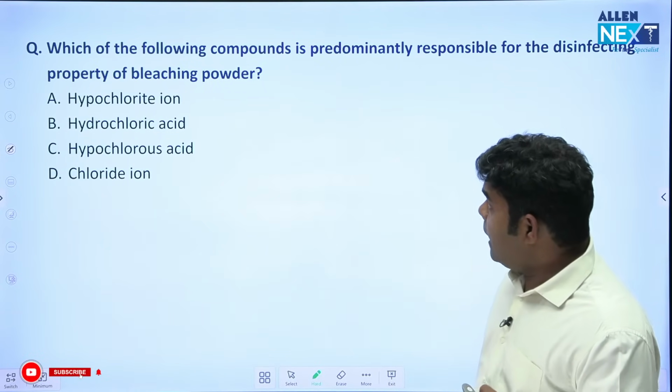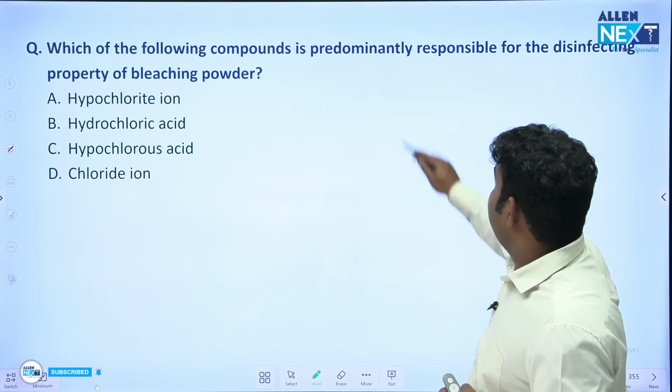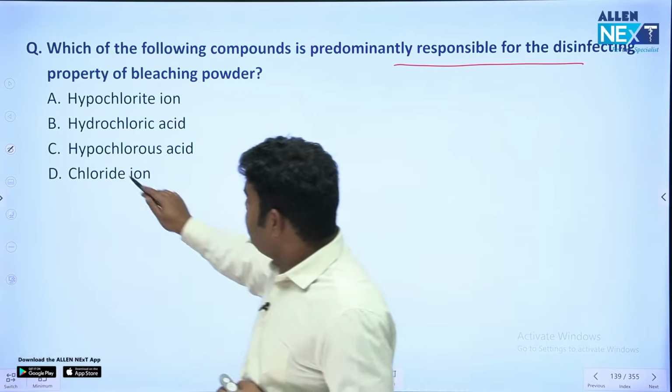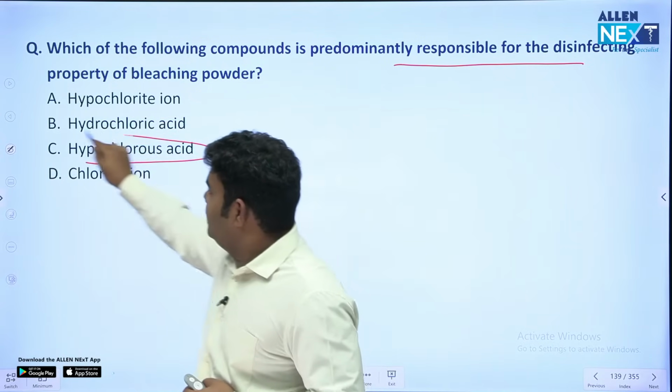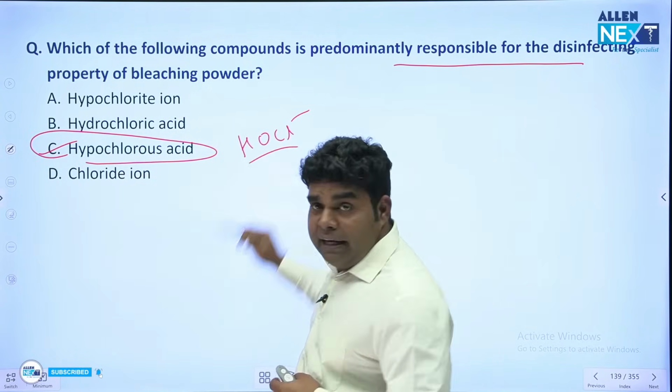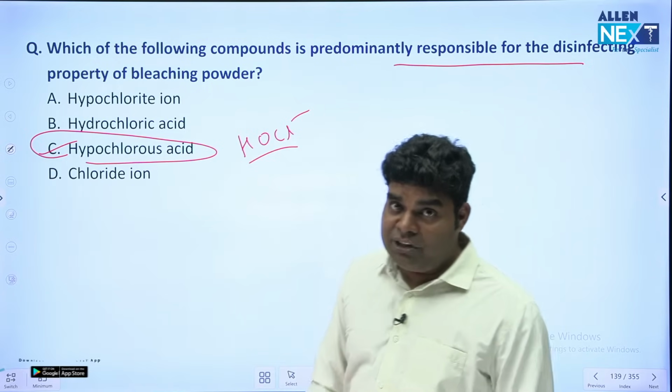Okay, which of the following compound is mainly responsible for disinfecting power of bleaching powder? Hypochlorous acid, HOCl -1- is responsible for disinfecting action.